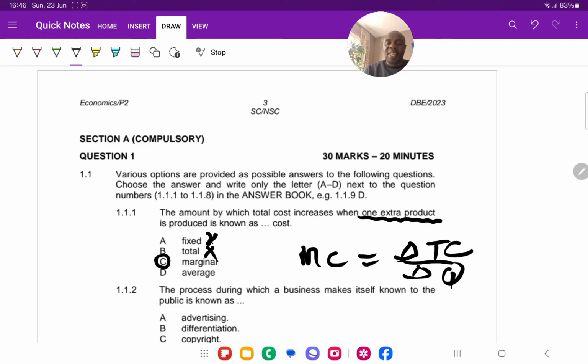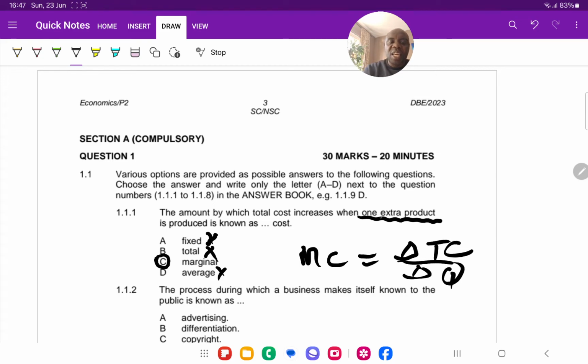Let's look at answer D. Can it be correct? Average cost. Average cost is total cost divided by quantity. Here we are mainly looking at one extra product being produced. So this does not address the question, so we mark it wrong.